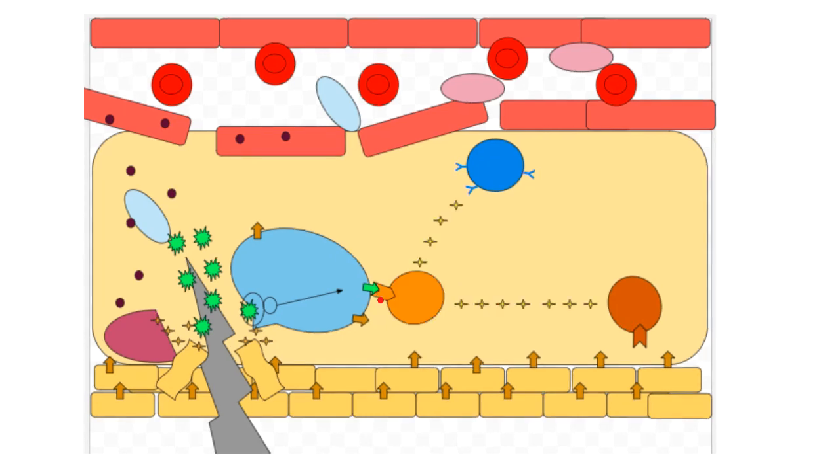A helper T cell is activated when it contacts the presented antigen on the macrophage. The helper T cell releases cytokines to draw cytotoxic or killer T cells and B lymphocytes to the damaged area.